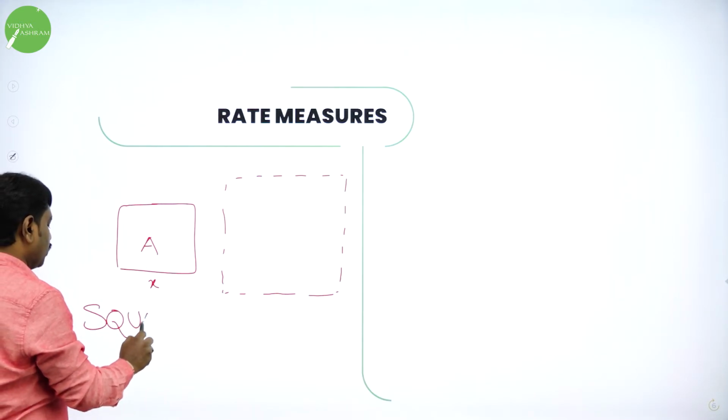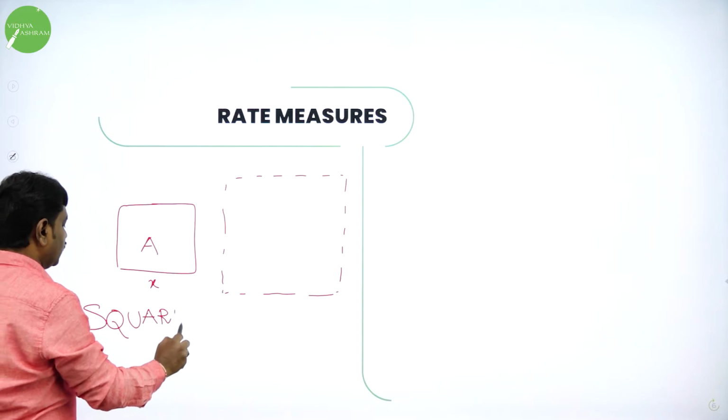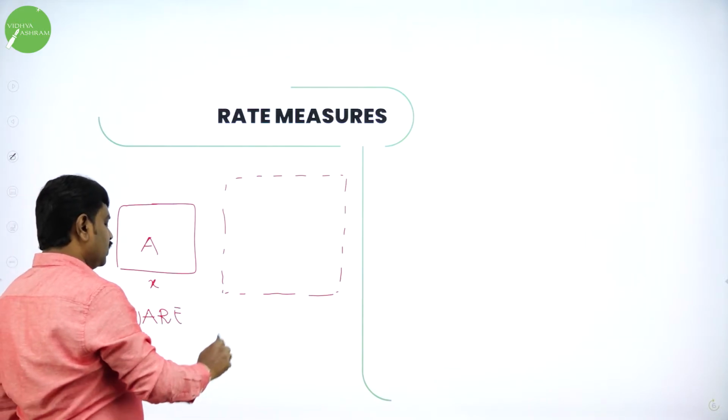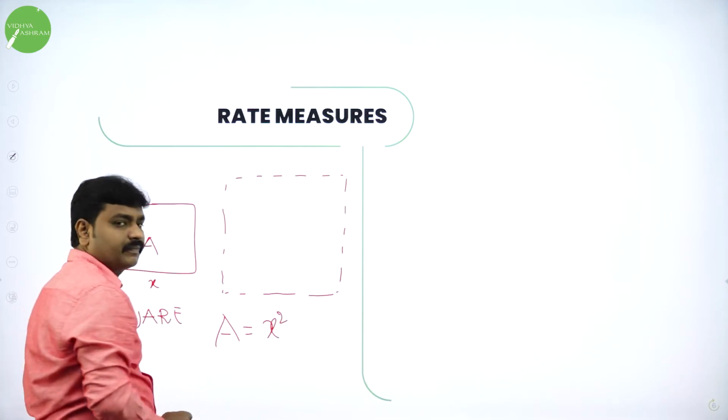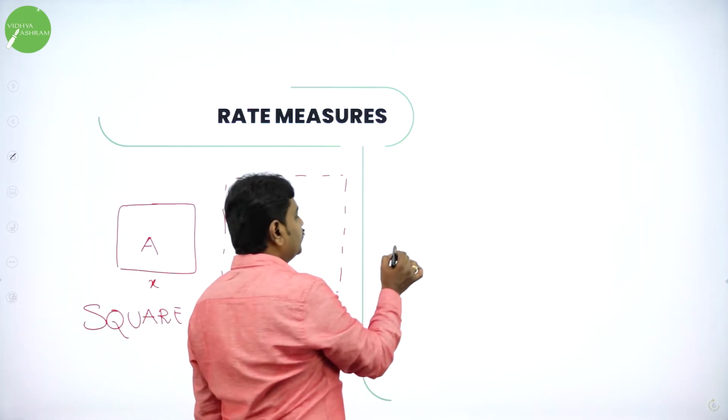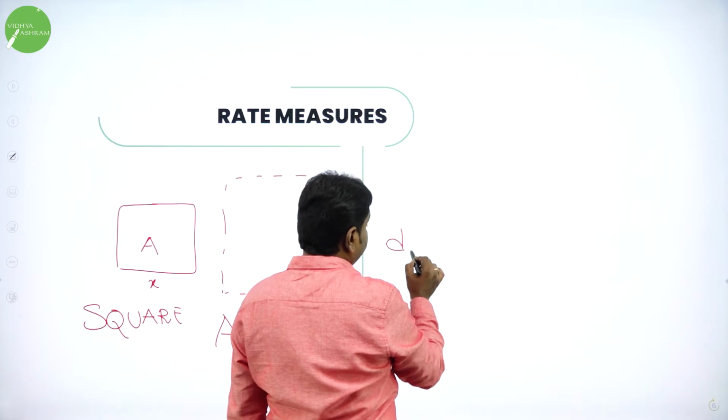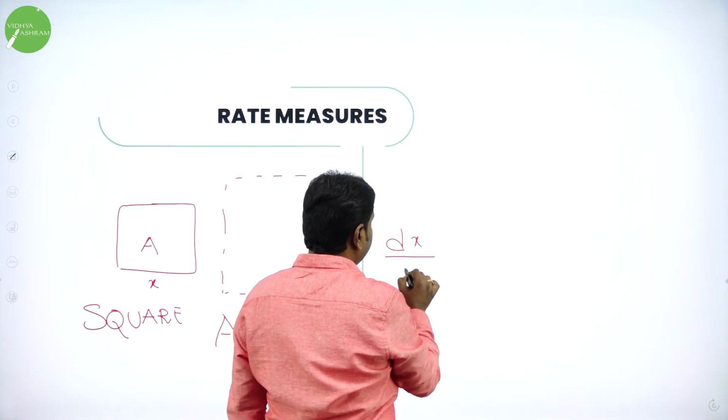That is, you should know the formula. What is the formula for the area of a square? This they don't give. The area of a square is side squared. If you assume the side as x, it is x squared. And they told the rate of change of area. They gave the rate of change of side, d by dt of x is given.